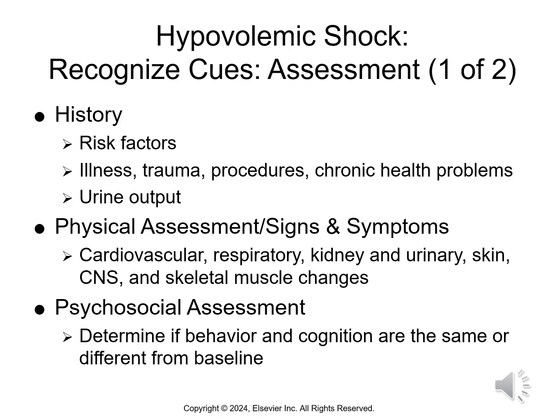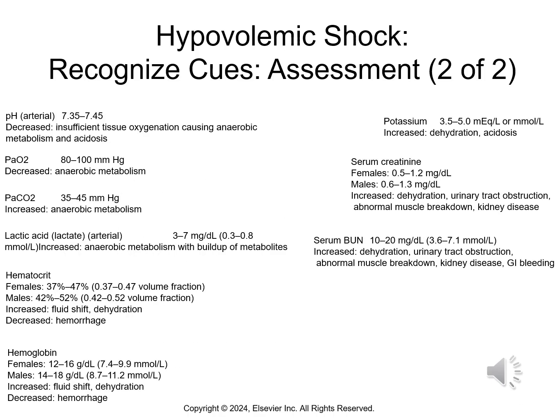Because stroke volume is decreased, the peripheral pulses are difficult to palpate and easily blocked. As shock progresses, peripheral pulses may not be palpable and a Doppler may be needed. For hypovolemic shock laboratory assessments, we see a decrease in pH, decrease in PaO2, increase in PaCO2, increase in lactic acid, increase or decrease in hematocrit and hemoglobin, and an increase in potassium.